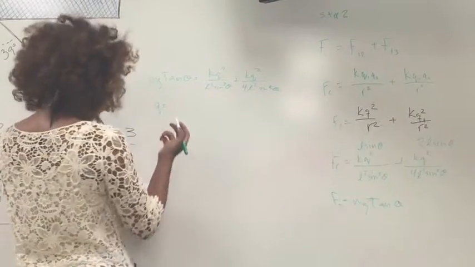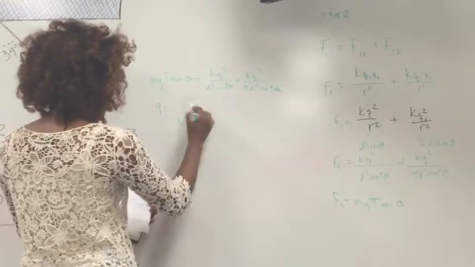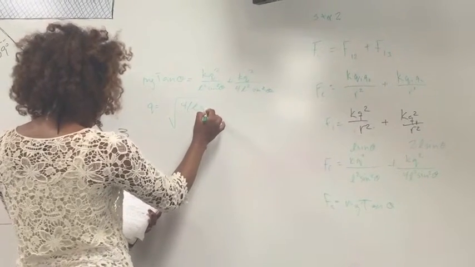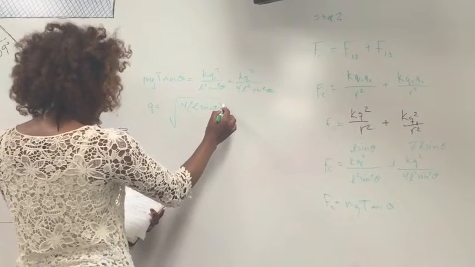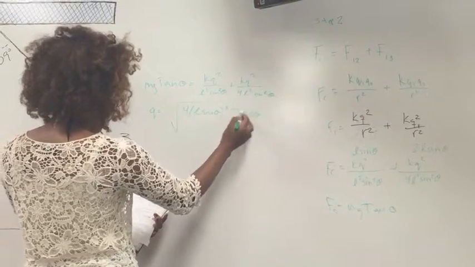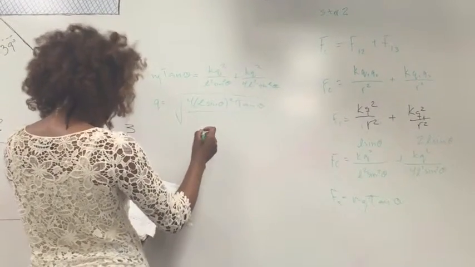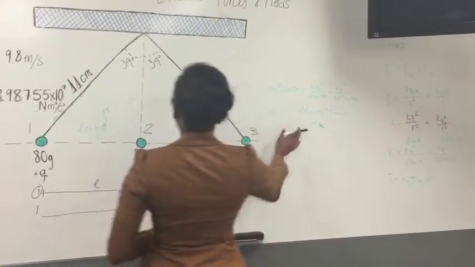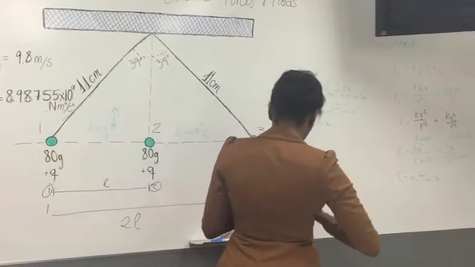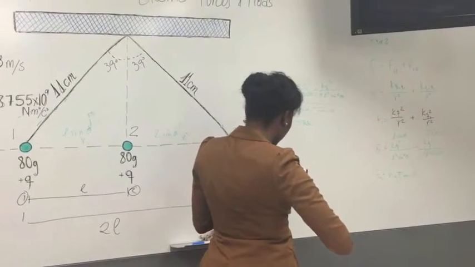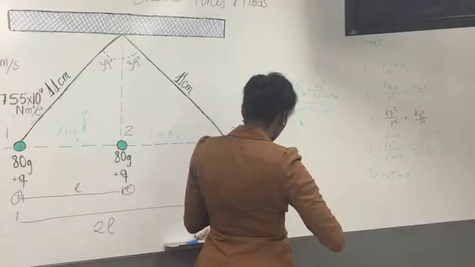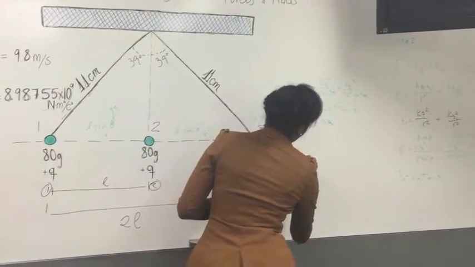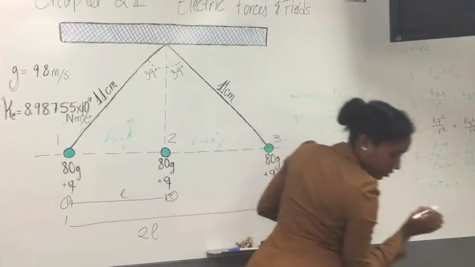So we get that Q is equal to the square root of 4L sine theta squared times tangent of theta over 5 times K. All of the values that we have in these equations are already given and solved for. We have to just, okay, and it is Q is equal to 5.29.